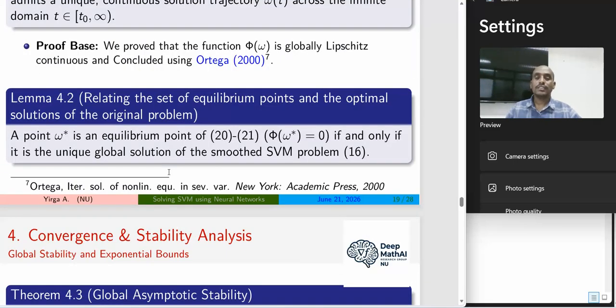The second one is relating the optimal solutions of the original optimization problem and the equilibrium points of the dynamical system. So here what we did is, a point omega star is an equilibrium point of the dynamical system 20 to 21 if and only if it is the unique global solution of the smooth optimization problem, the SVM problem. So this is the key point which relates the two solution concepts. The equilibrium point of the dynamical system is going to be the optimal solution of the SVM problem. Okay, we have also proved this one.